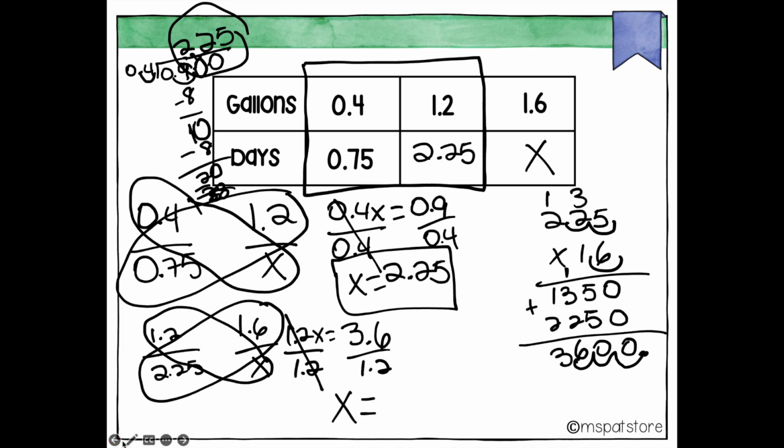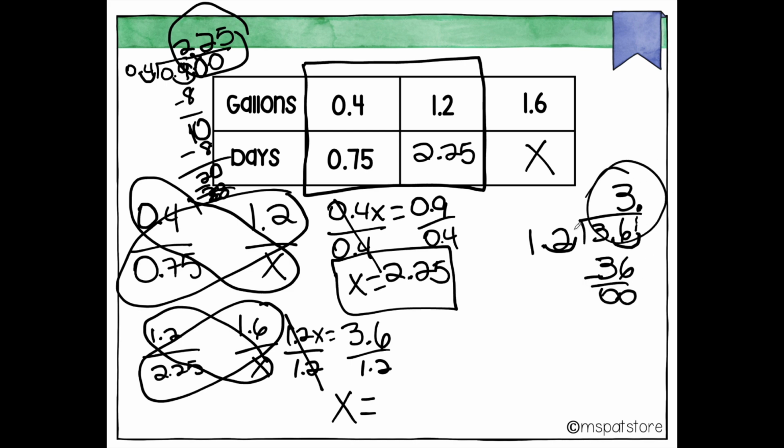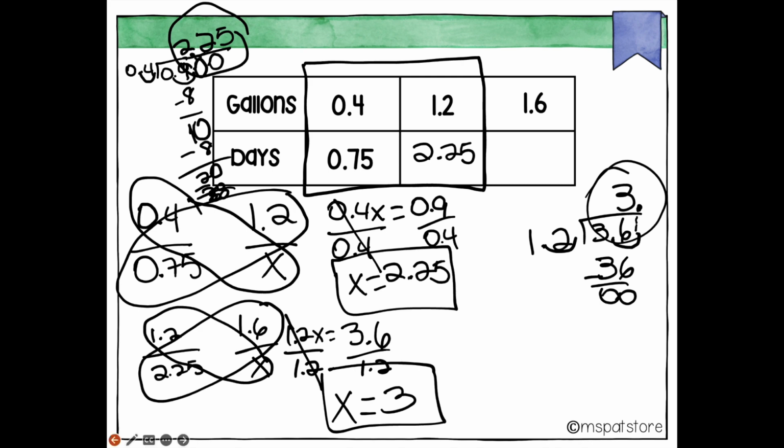X is equals to, let me get the eraser so I have enough space for me to show you these divisions. All right, so I can do 1.2 divided by 3.6. Shift my decimal point 1 space, shift my decimal point 1 space, and then I need to bring it up into my equation area. 12 times 3 is actually 36. So my answer is 3. X is 3. So let me get my eraser because I already found out that it will take me 3 days to consume 1.6 gallons.